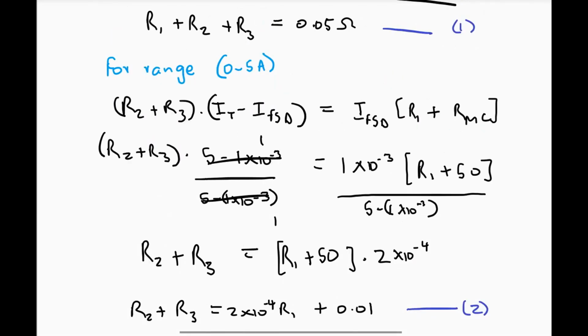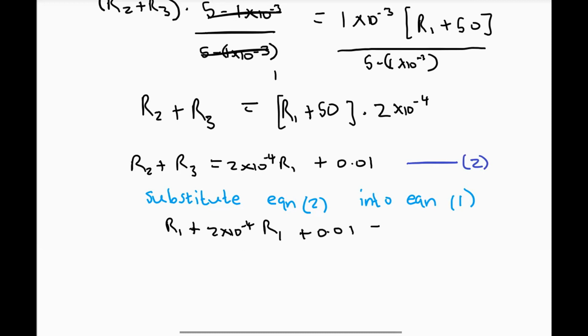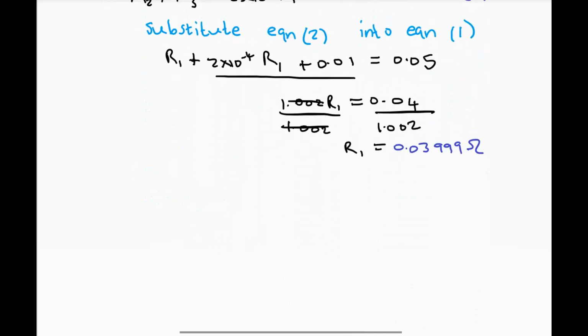Without moving on further, I can substitute my R2 plus R3 into the first equation. So I'll substitute equation 2 into equation 1, such that I have R1 plus 2 times 10 to the power negative 4 R1 plus 0.01 equals 0.05. Now this term is R2 plus R3. Putting 0.01 on the other side, I have 0.05 minus 0.01, so I'm left with 0.04. At this point, 1 plus 2 times 10 to the power negative 4 is just 1.0002, so I have 1.0002 R1 equals 0.04. I'll divide by 1.0002 on both sides, and I'm left with my R1 as 0.03999 ohm. So I have my first shunt resistor.